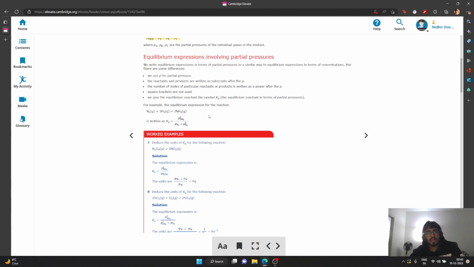Then we talk about how Kp can be defined not in terms of concentrations but in terms of these partial pressures. Again, there is a square of partial pressure up top because there is a 2 here, and then there will be a cube here because there is a 3 here.